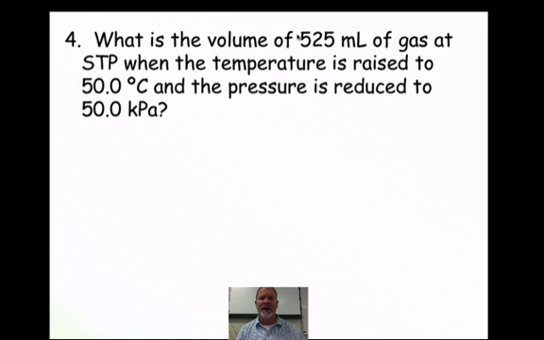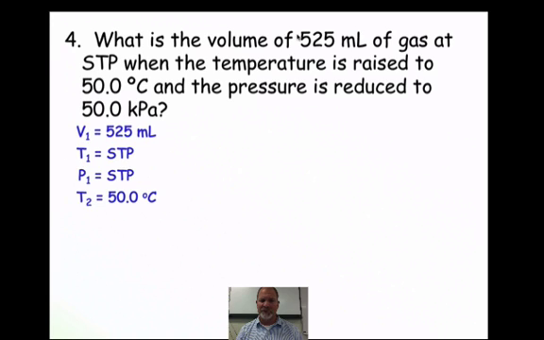Number 4, it was a volume of 500 milliliters of gas at STP when the temperature is raised to 50 degrees Celsius and the pressure is reduced to 50 kilopascals. So I realized I'm originally at STP, so this is what I originally have. I know that my temperature was changed to 50 and my pressure was changed to 50 kilopascals. In this situation, everyone is actually active. So my volume's already in milliliters. I'm solving for volume. My answer will be in milliliters.